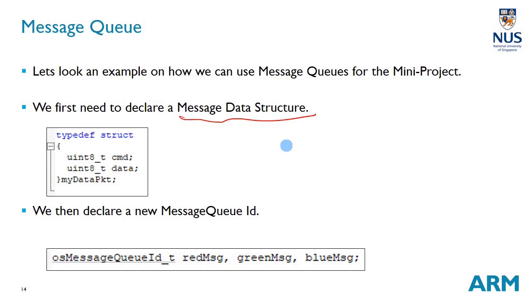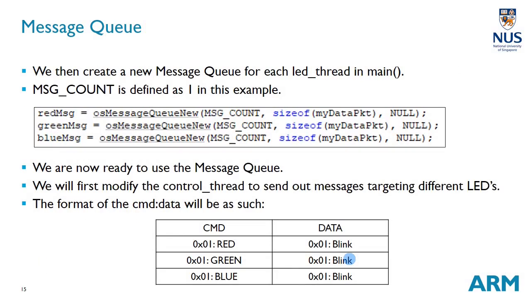It can be a very simple 1 byte data, or it can be a multi-byte array with a lot of information. In this example, we have a structure where the first 8-bit data is a command, and the second 8-bit data is the data itself. Then we create a message queue ID for the three different LEDs that we are going to control: red, green, and blue. And then we're going to create three message queues, for the three different LED threads.